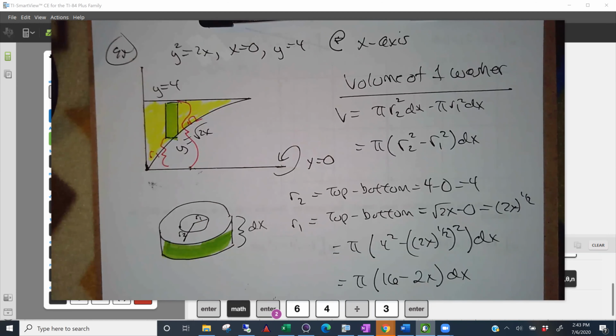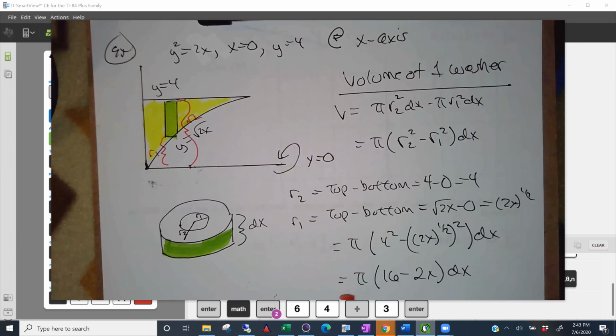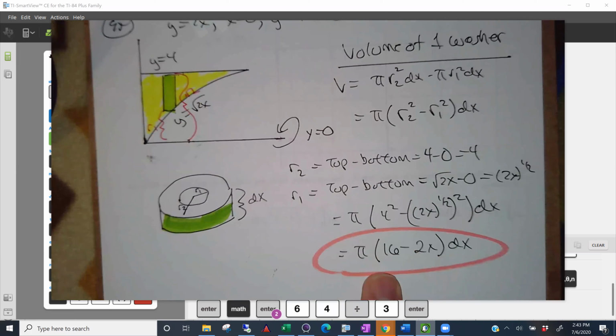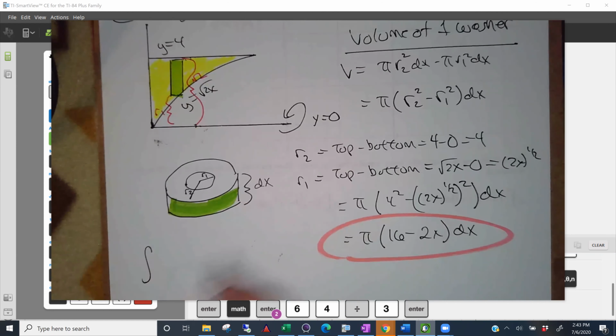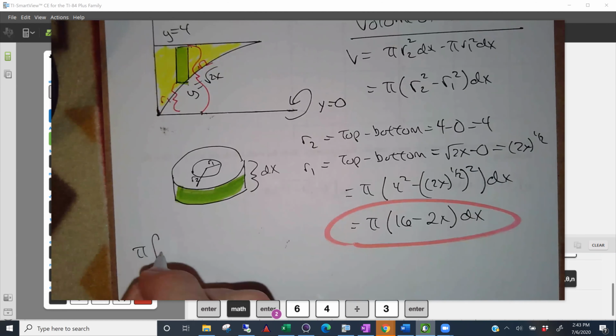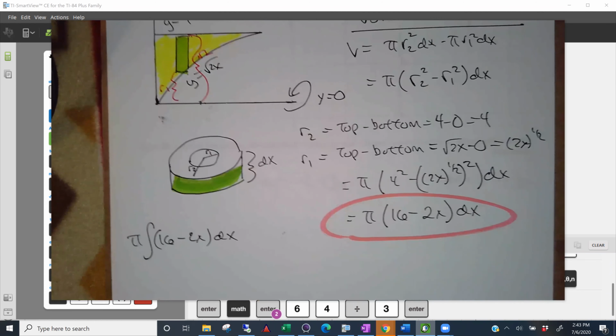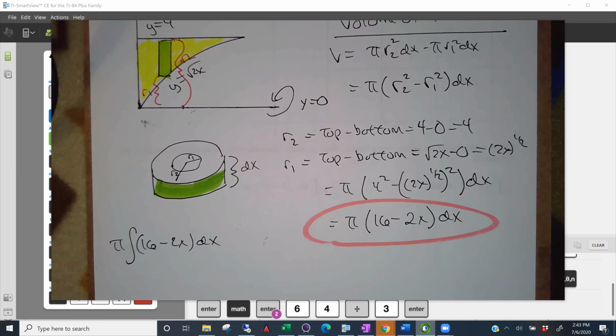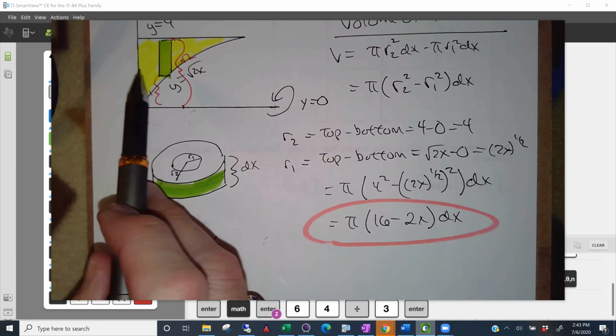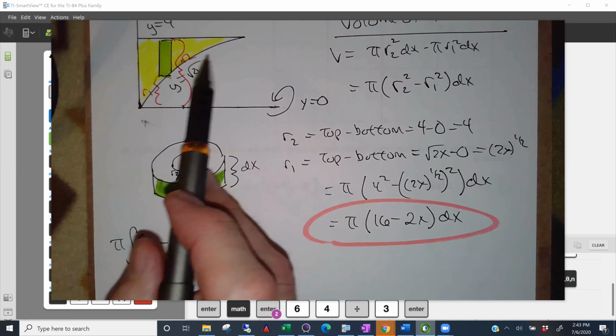Now, when I grade your test, this is a major milestone. If you come up with this, that's great. If you come up with the right limits of integration, so let's take the pi out front, 16 minus 2x dx. What are the correct limits of integration? Where can the slice be taken and still be in the region? From what to what?